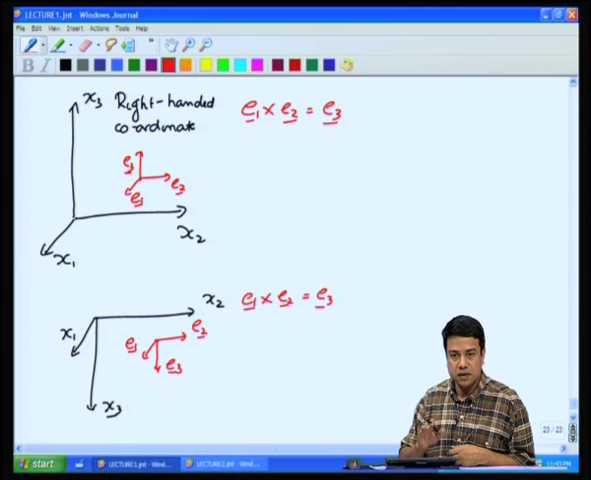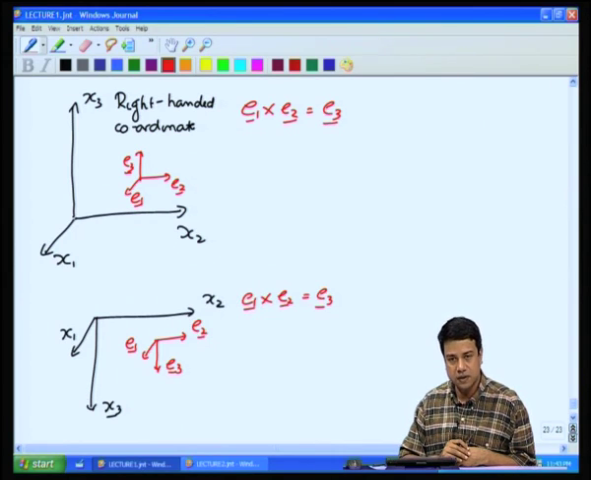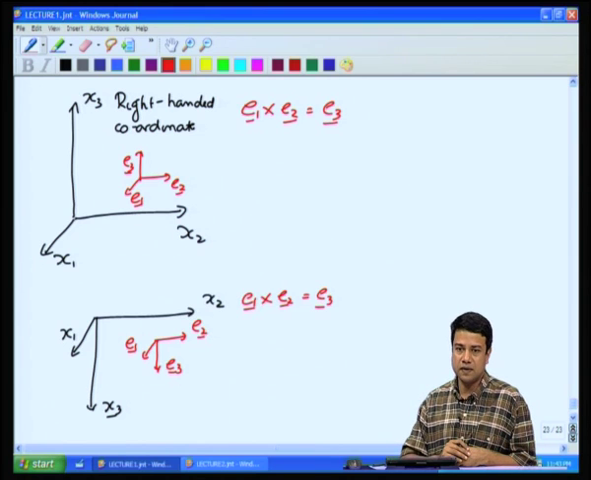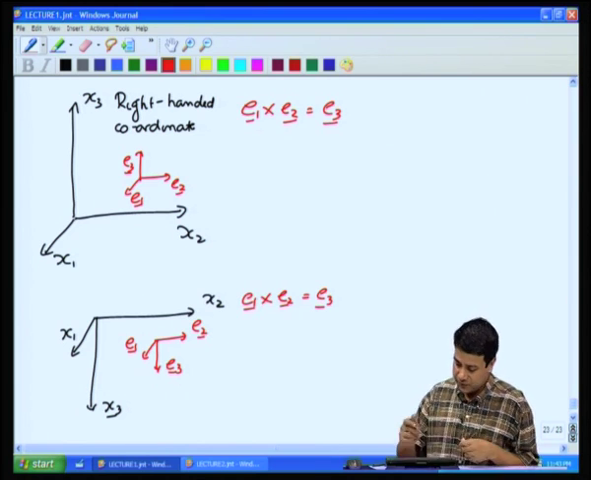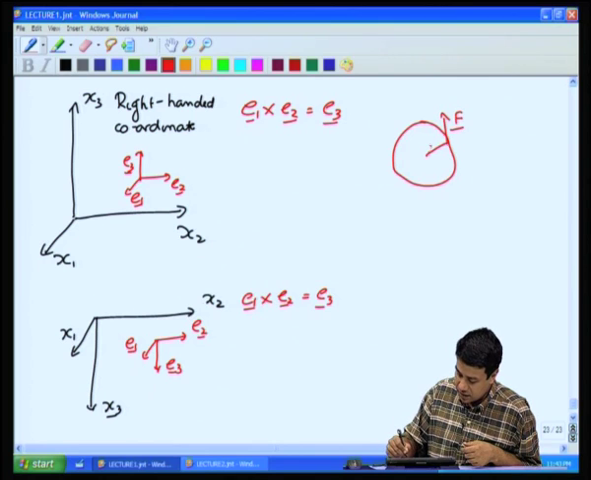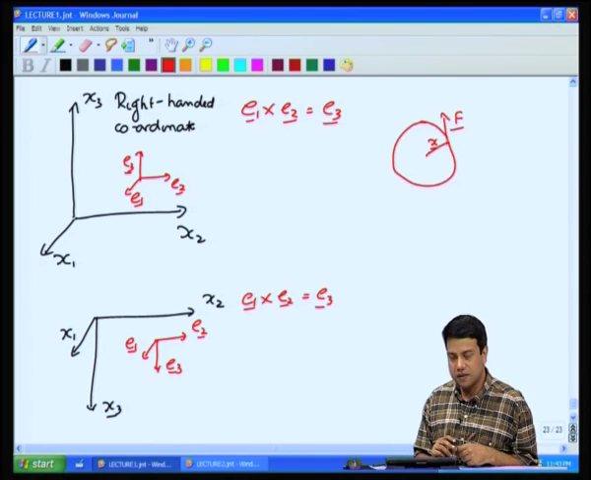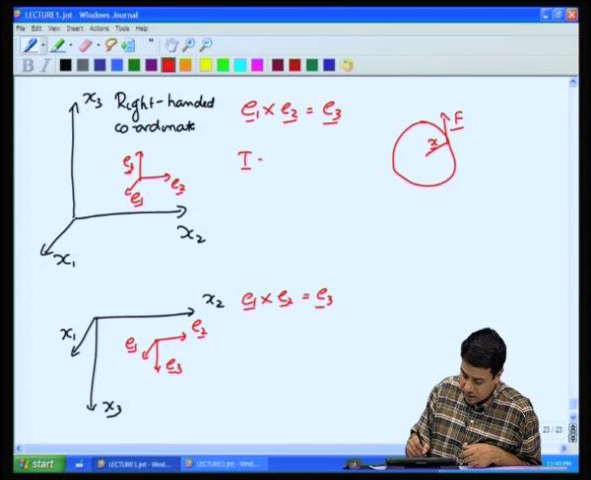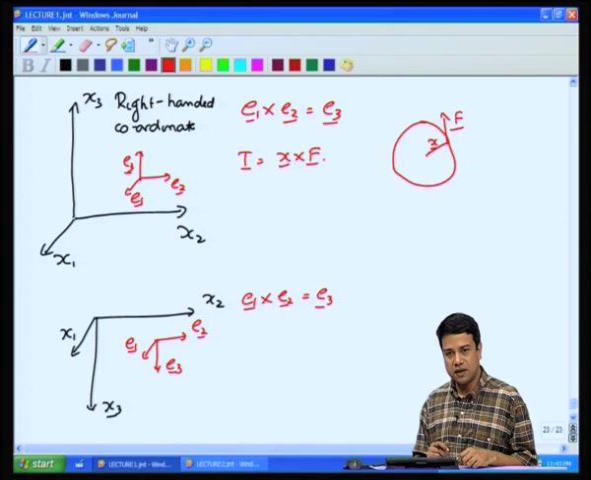The cross product depends upon the convention that you use for calculating that cross product. If you go back to fundamental mechanics courses, you know that the torque is often defined as x cross f. So if you have some object and you have a force exerted on that object at a certain distance from the center of mass, the torque vector is often written as the cross product of these two. In a right handed coordinate system, the torque will be one way.